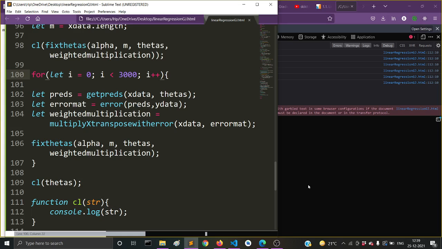So yeah, that was the basic concept behind linear regression, and a basic intuitive approach to learn linear regression.